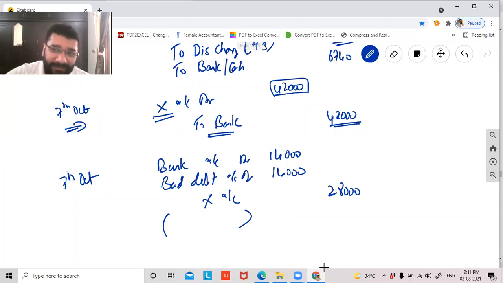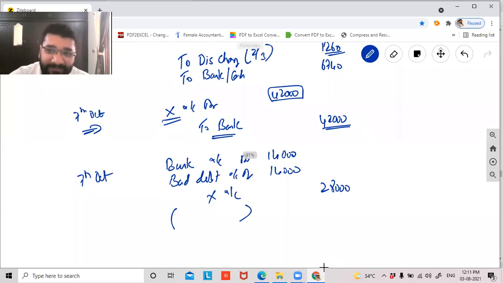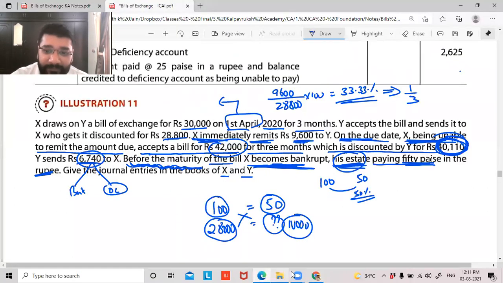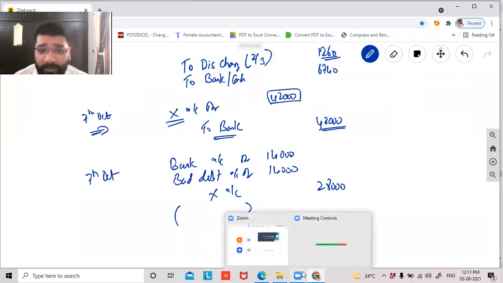Sir, yes, boss. In the book, there is an extra entry like bills payable to bank 30,000, sir. That is what you are seeing in X's book, not Y's book.